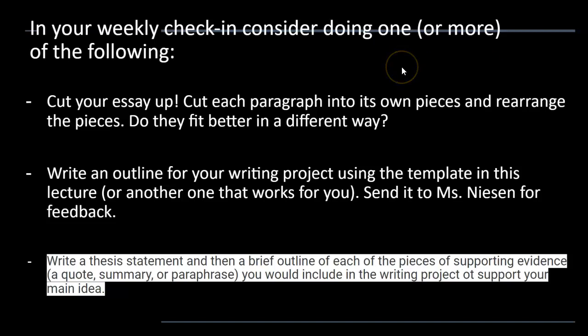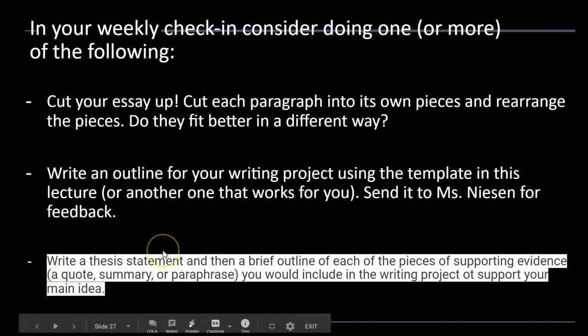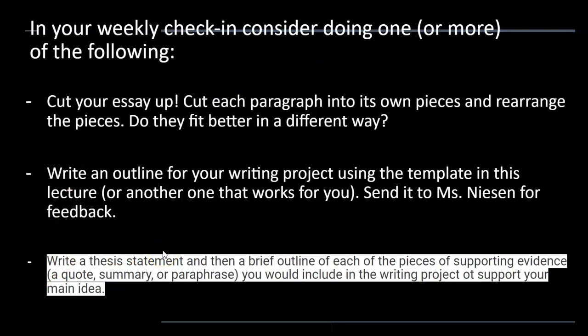You can write an outline for the project using the templates in this lecture, or another one that works for you. You can send it to me for feedback. You could also write a thesis statement and then a brief outline of each of the pieces of supporting evidence, as quote, summary, or paraphrase, you would include in the project to support your main idea. So this is kind of like an outline, but it's a little bit more detailed. Of course, the more detail you include in an outline, the easier it will be to transition to writing the rough draft.